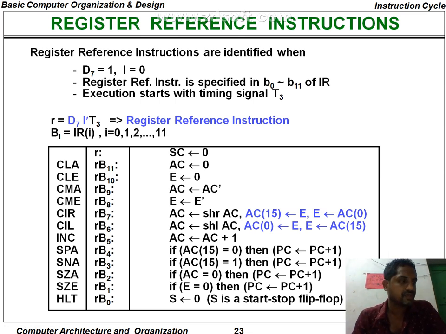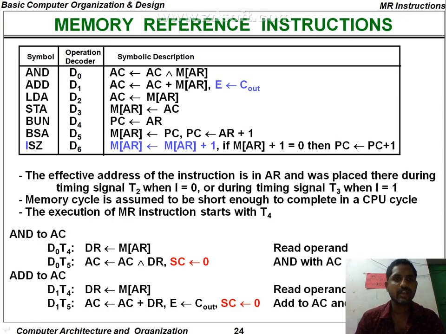Okay, so we have used the different types of registers to perform the operations. It is r equal D7 I' T3, that is common to all the different register reference instructions, and these are the specific operations. I equal to 0, bits 1 to 11, these are the specific operations we have to perform for the different types of register references. Okay, see in the memory reference, the decoder D0 AND and D1 add, D2 load, D3 store, D4 BUN and D5 BSA, D6 ISZ. So different operations are performed based upon these instructions.